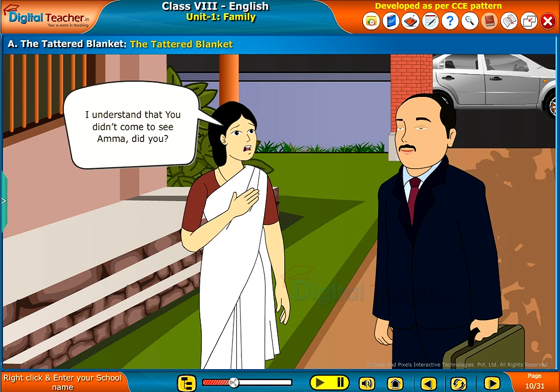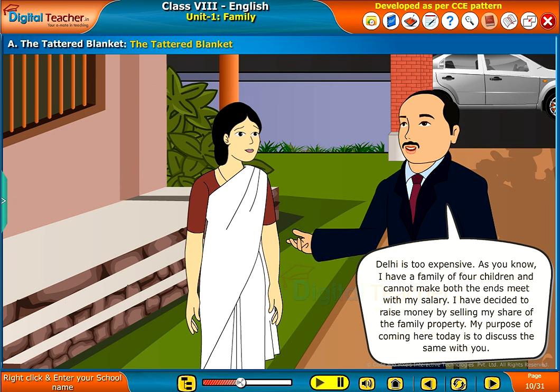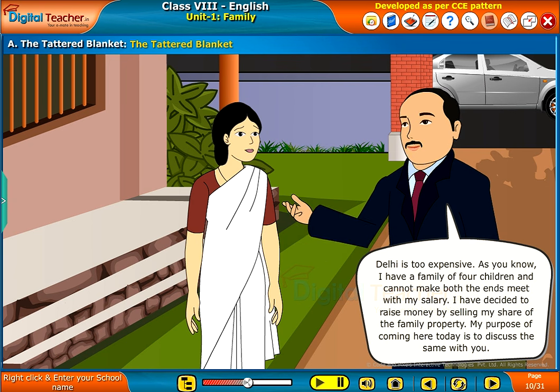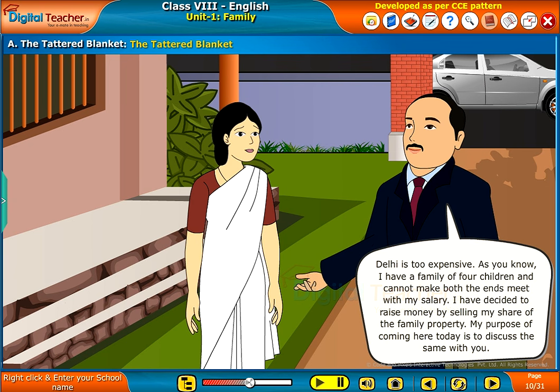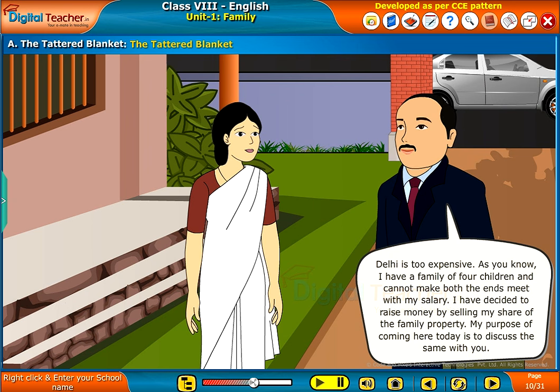I understand that you didn't come to see Amma, did you? Delhi is too expensive, as you know. I have a family of 4 children and cannot make both ends meet with my salary. I have decided to raise money by selling my share of the family property. My purpose of coming here today is to discuss the same with you.